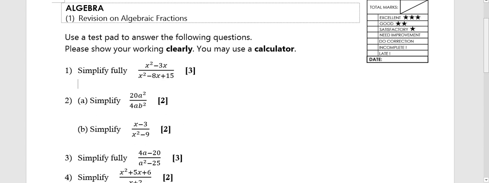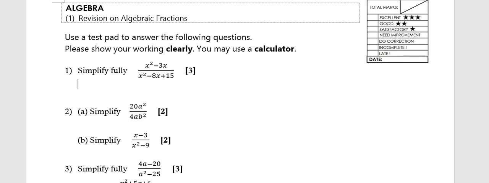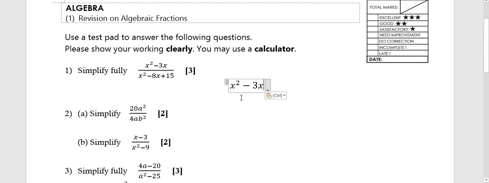So let's start. For the first one, simplify fully x squared minus 3x over x squared minus 8x plus 15. Basically, all you have to do is look carefully into the question and have a look at the numerator first. As you can see, x squared minus 3x, and then x squared minus 8x plus 15.